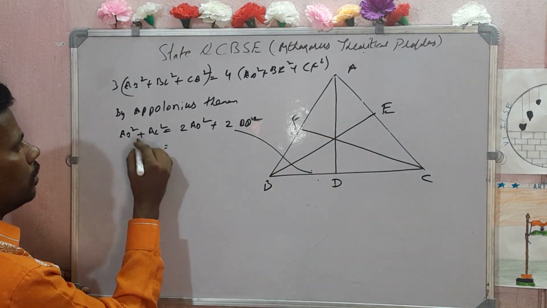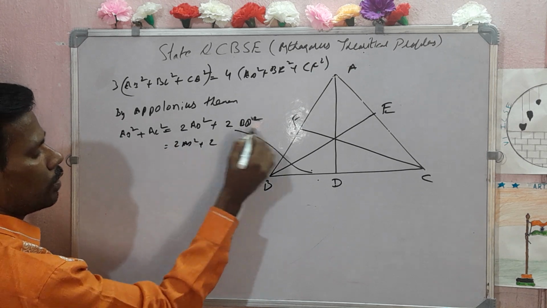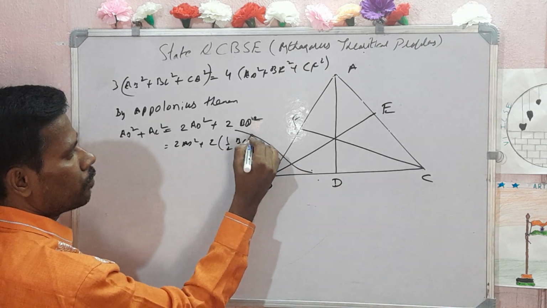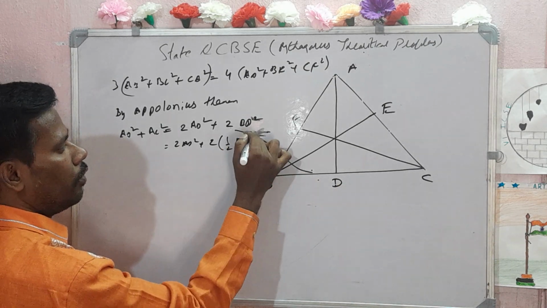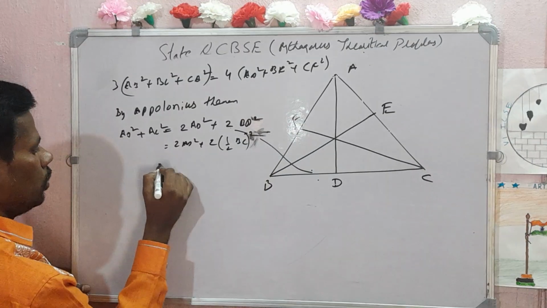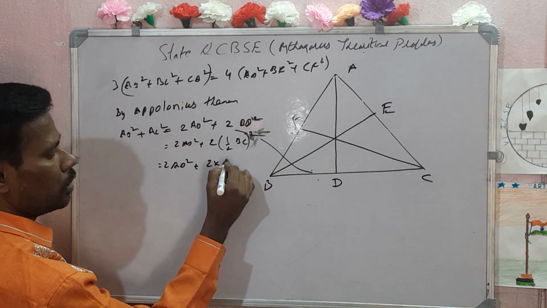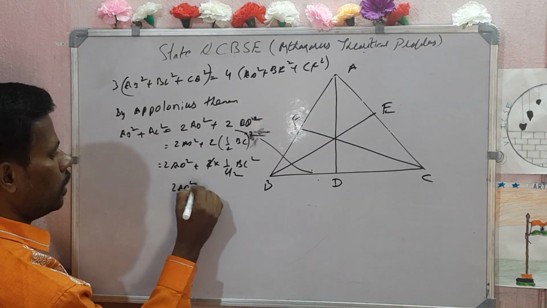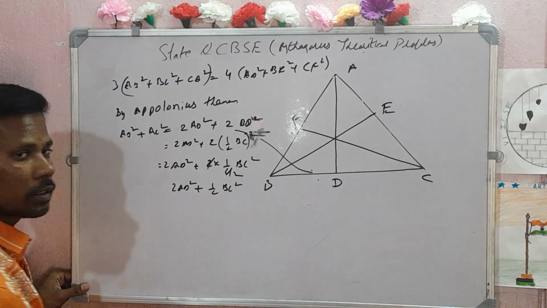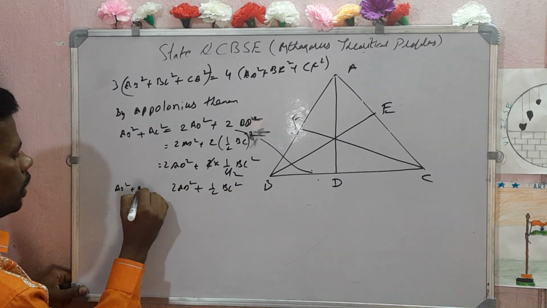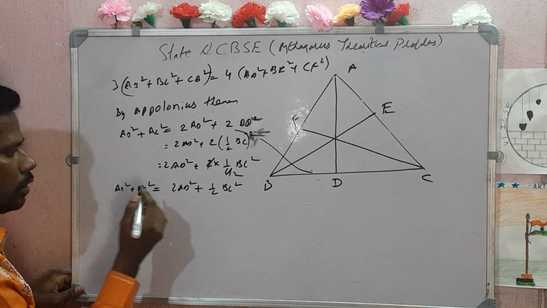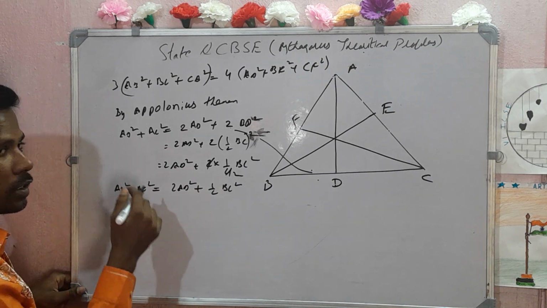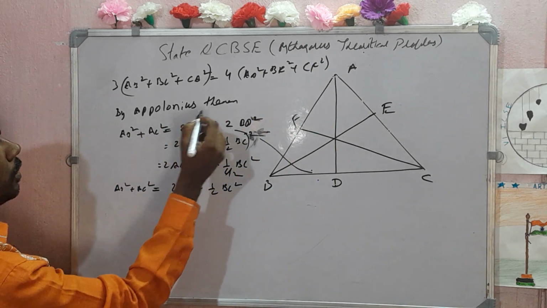Now this one write as 2 times AD square plus 2 times BD square. BD square is nothing but half of BC, so BD square is 1/4 of BC square. So AB square plus AC square is equal to 2 times AD square plus half of BC square. Next, similarly you can write by Apollonius theorem.